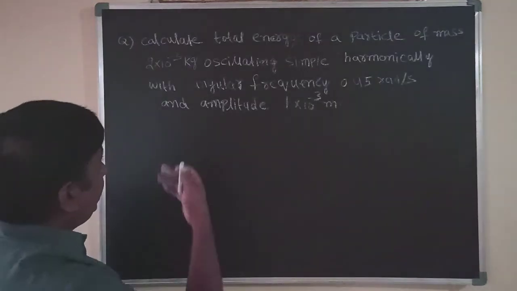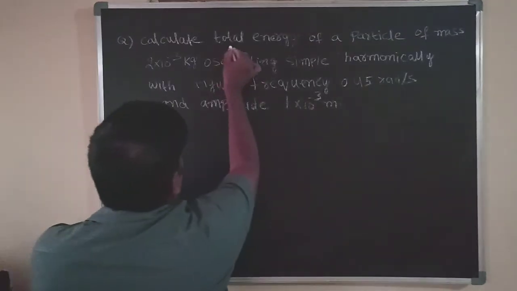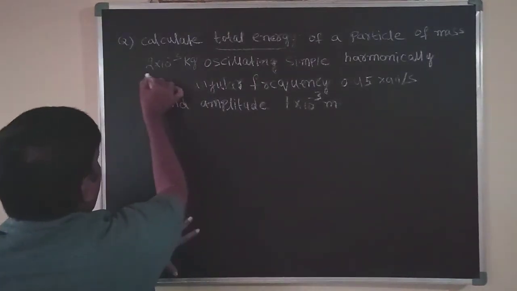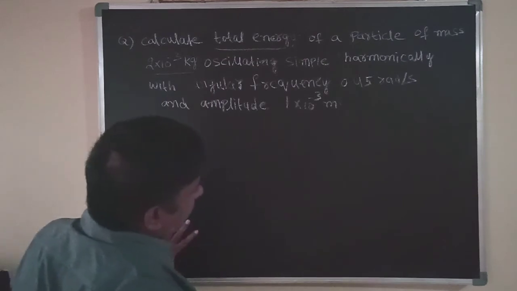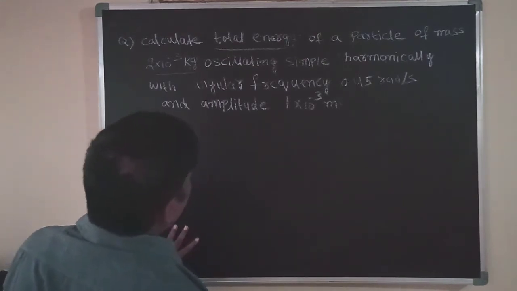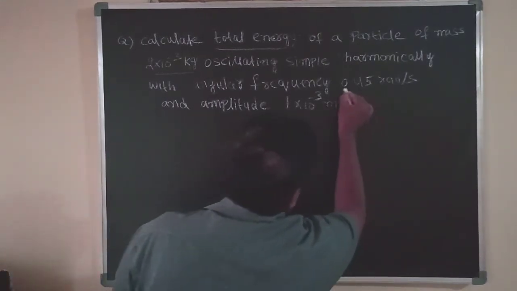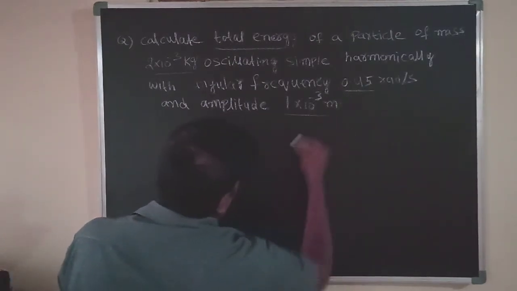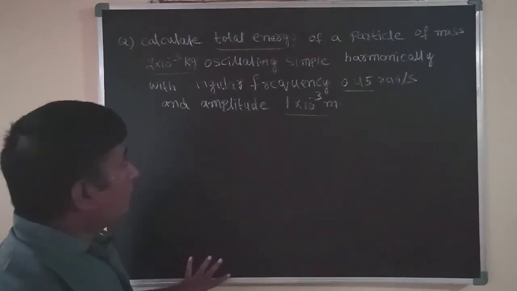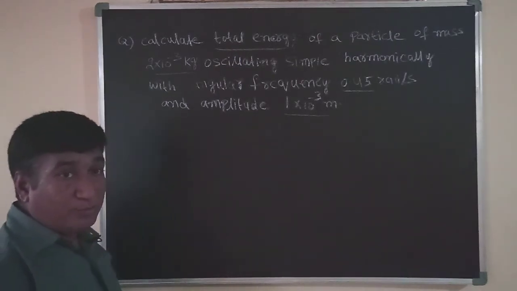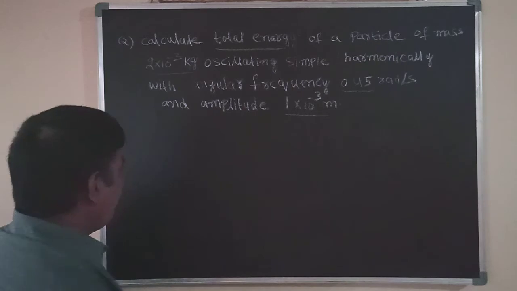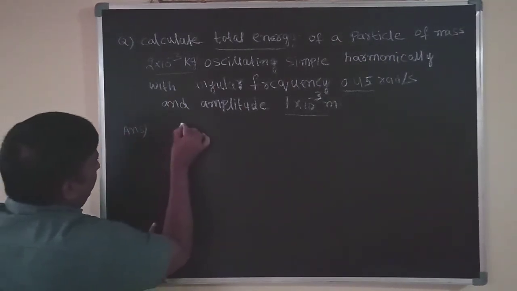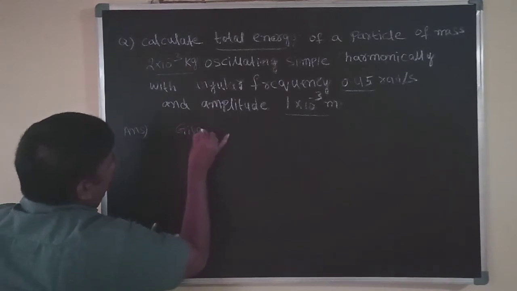So the next question: calculate the total energy of a particle of mass 2 into 10 to the power of minus 3 kg oscillating simple harmonically with angular frequency 0.45 radian per second and amplitude 1 into 10 to the power of minus 3. The total energy is nothing but the sum of kinetic energy plus potential energy. For the answer, first we can write down what is given.